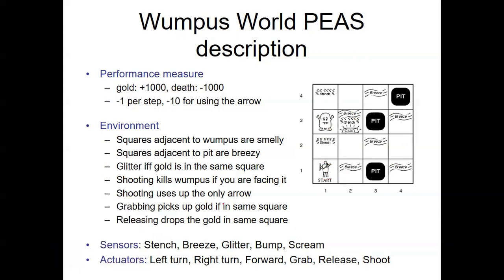Fine. So these are the sensors, and these are the actuators. What the agent can do: the agent can turn left, turn right, move forward, grab, release, and shoot. Okay. So turn left means he is changing the direction. For example, currently the agent is facing this direction, but if he wants to go to this room, then you have to change it.